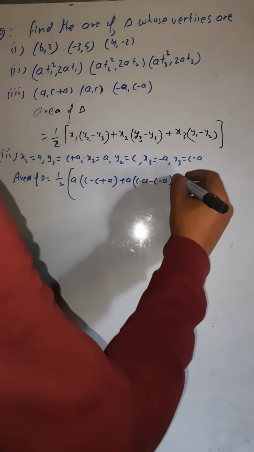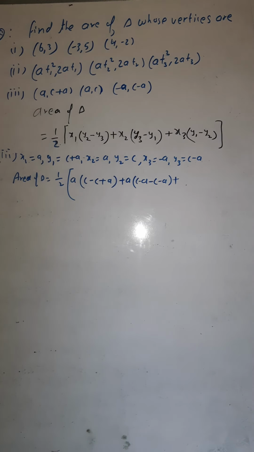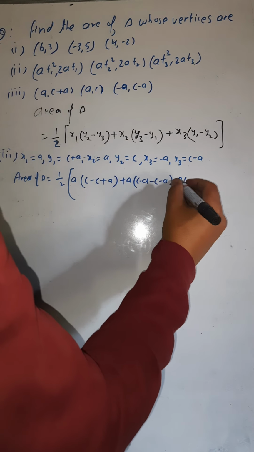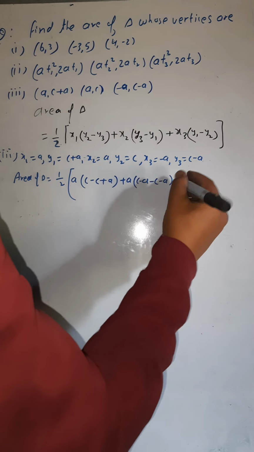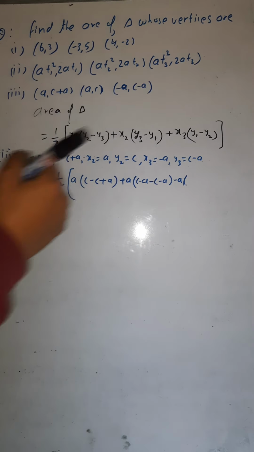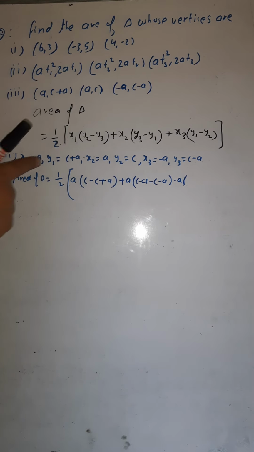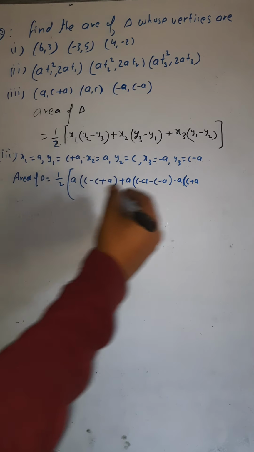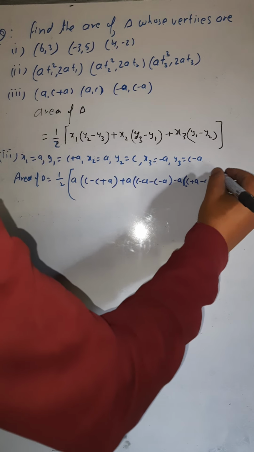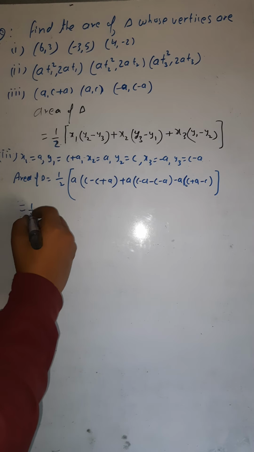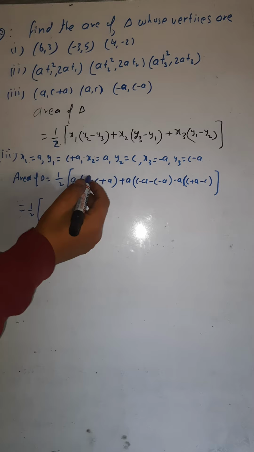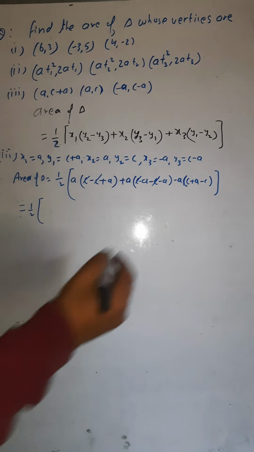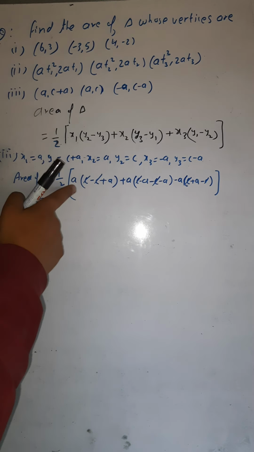Now the x3. What is x3 here? x3 is minus a. So this plus would become minus. Now inside the bracket, y1 minus y2. y1 is c plus a minus y2, that is minus c. Are you getting this? Very good. It would be 1 by 2 into minus c plus c can cancel each other. Similarly here also minus c plus c. Similarly here also. So what is left here?